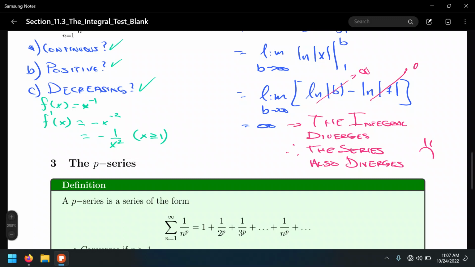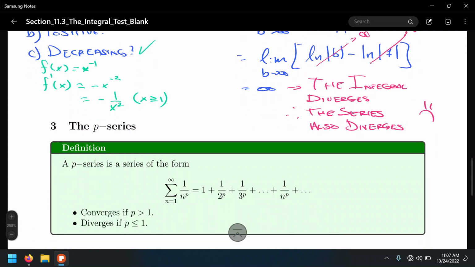Well, at the end of the section, we came up with the p-integrals, which were integrals that look like 1 over x to the p power with respect to x. So in a similar way, we're going to do something similar but with series.